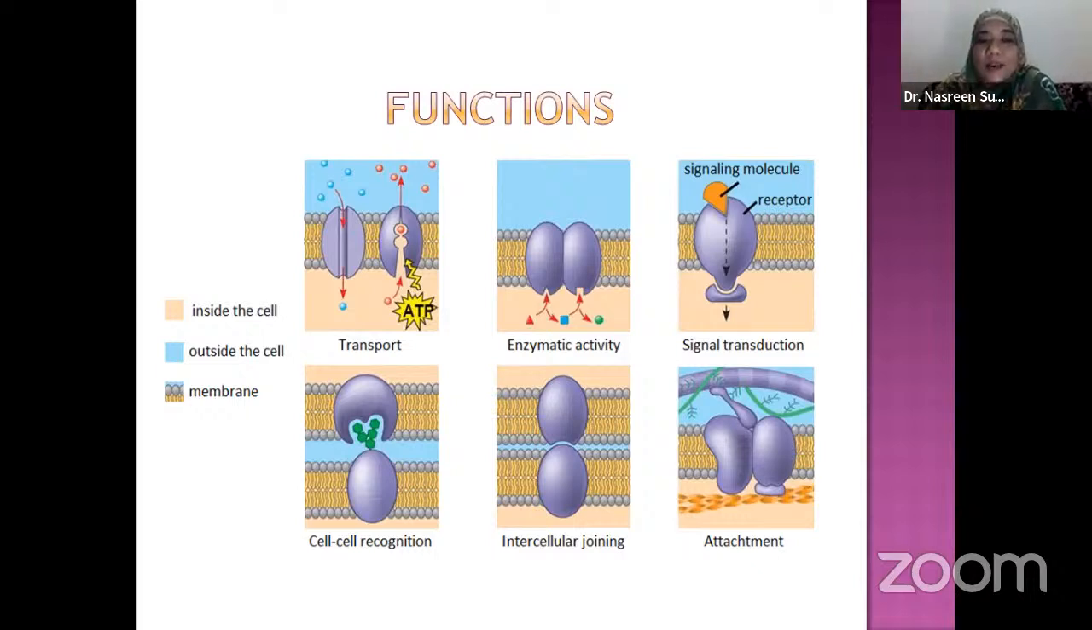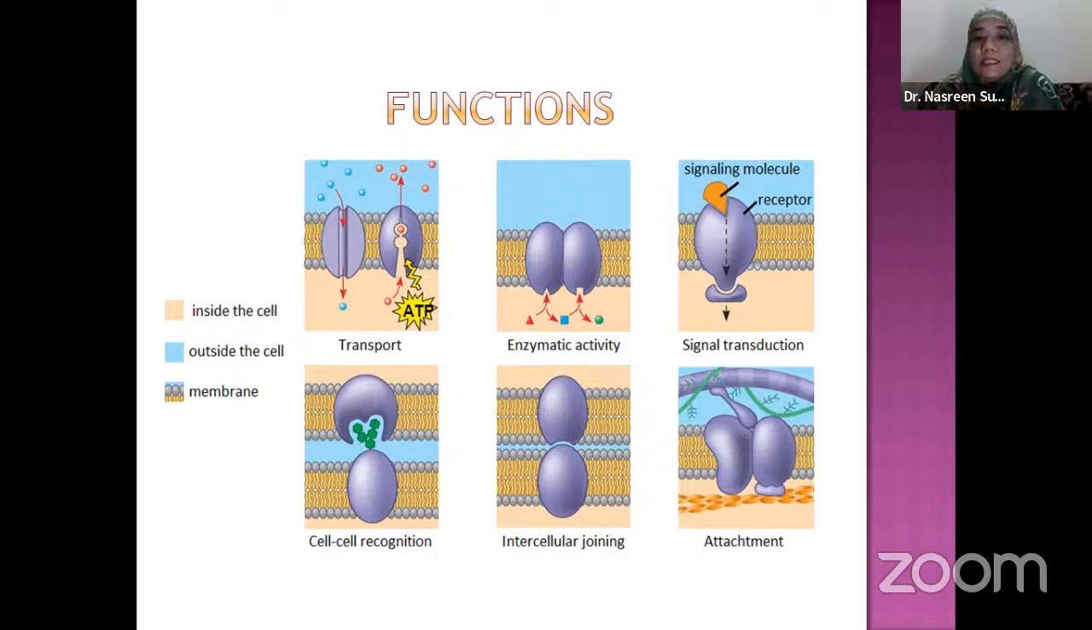Then cell to cell recognition. These membrane proteins, they help in recognizing each cell, as they serve as markers for a cell. I told you, glycoproteins. They serve as the signature of a cell. Signature means what? It is a marker of a cell.